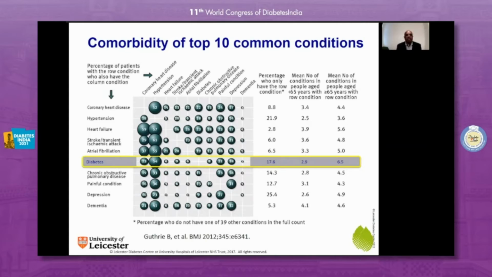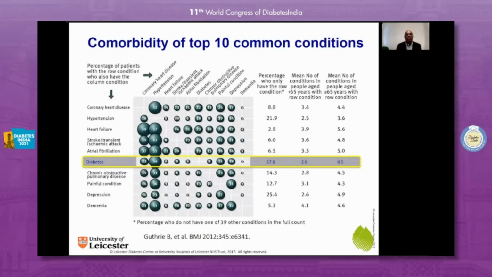This is a very busy slide, but actually it's very easy to interpret. What it says here is that the numbers in the table represent the percentages of patients with the row conditions who also have the column conditions. So for example, 23% of patients with coronary heart disease will also have diabetes, and 54% of patients with hypertension will also have diabetes. Indeed, only about 17.6% of patients will have only diabetes. The vast majority of patients with diabetes have diabetes and something else.